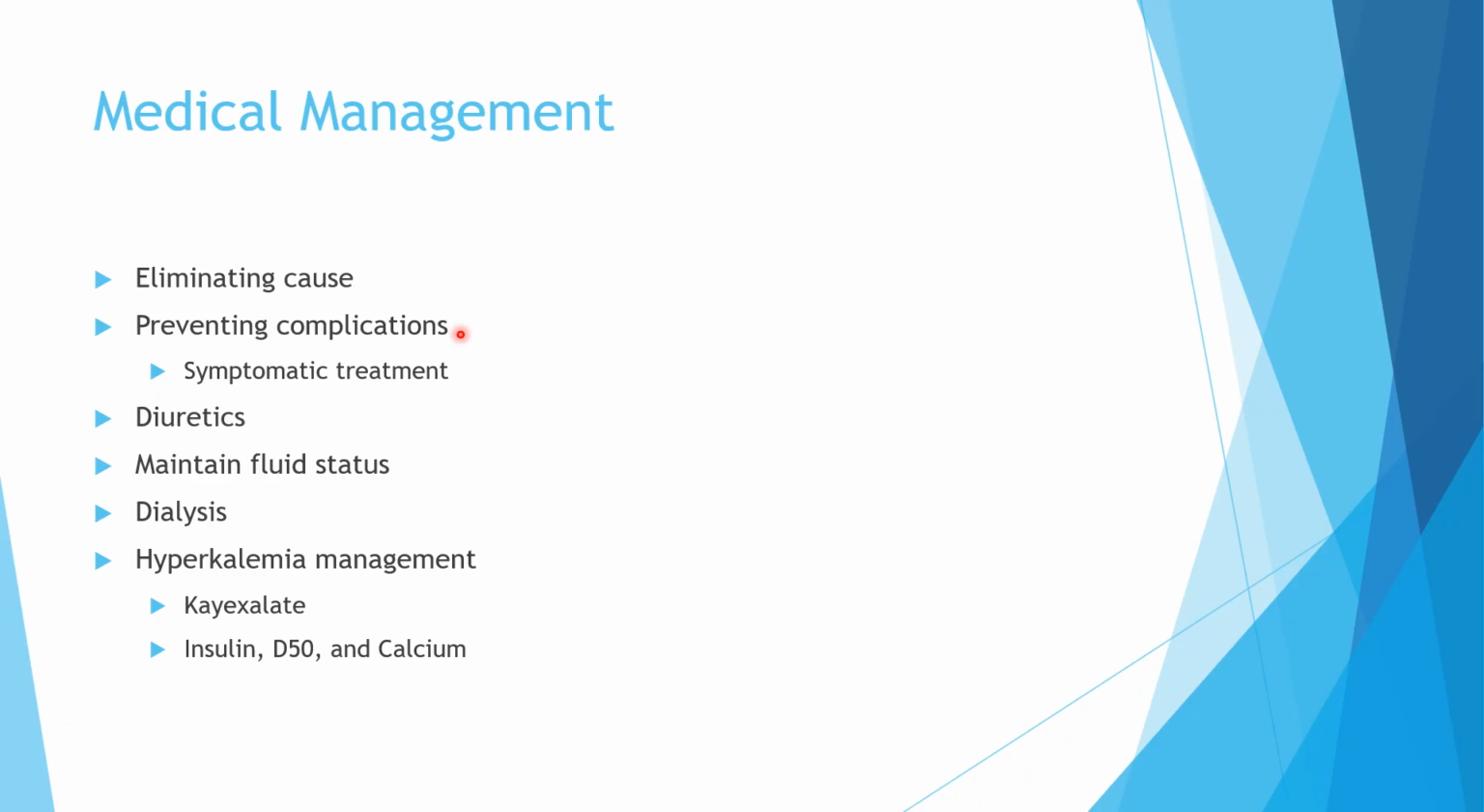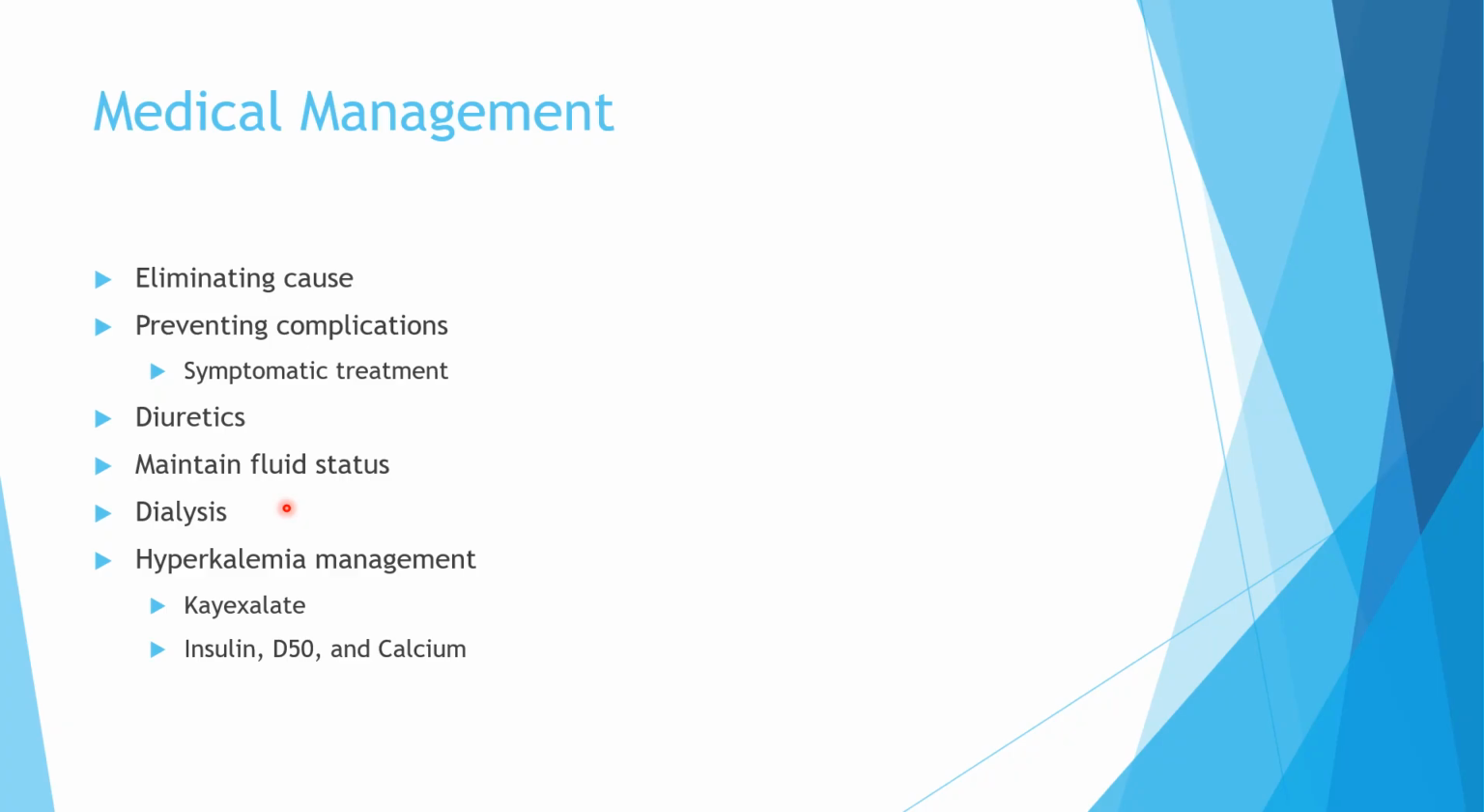We're going to want to prevent any complications. These are complications related to all of our organs that rely on our kidneys. So we're going to want to try to give them medications or create a safe environment to prevent any falls if they're encephalopathic. We're going to be wanting to help out their heart, right? Reduce their cardiac workload if they're fluid overloaded. Give them diuretics. Again, maintain this fluid status. They may need to be on a fluid restriction.